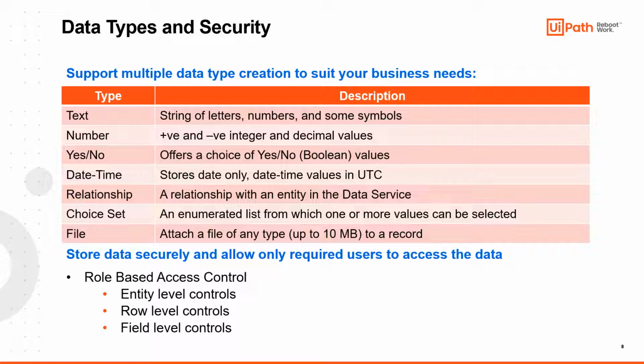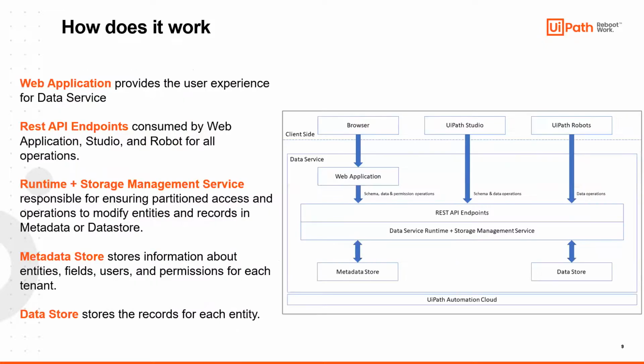And then you can easily choose or control, I would say, the access at the entity level. Entity level is basically the whole table, or a row level or a field level. So you can choose those controls. You can have that data more secure within your systems. So these are the access controls which are provided, as well as the data types which are provided in the data services. So this is how it works, right?